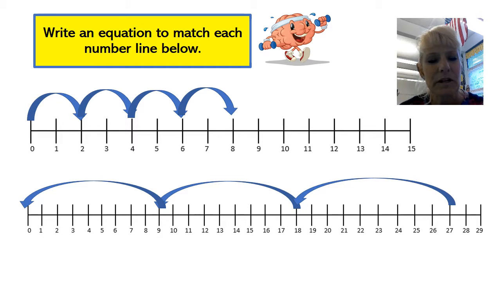On my next problem here, it says that I'm to write an equation to match each number line below. So I need an equation for each number line. So I need one for here and one for there. Pause the video, write your equation, and we'll check it together.